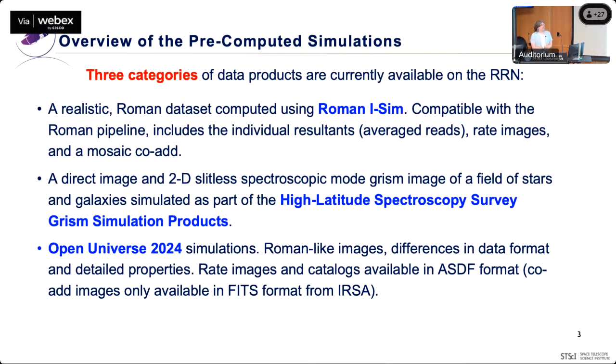All right, so right now on the Nexus, we have 3 categories of data products. And again, I'm going to stress this is what we have available as of today. We expect that this will grow in the future.